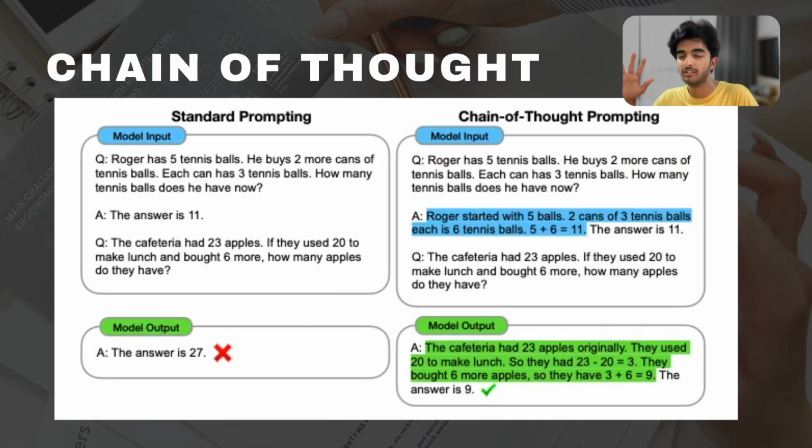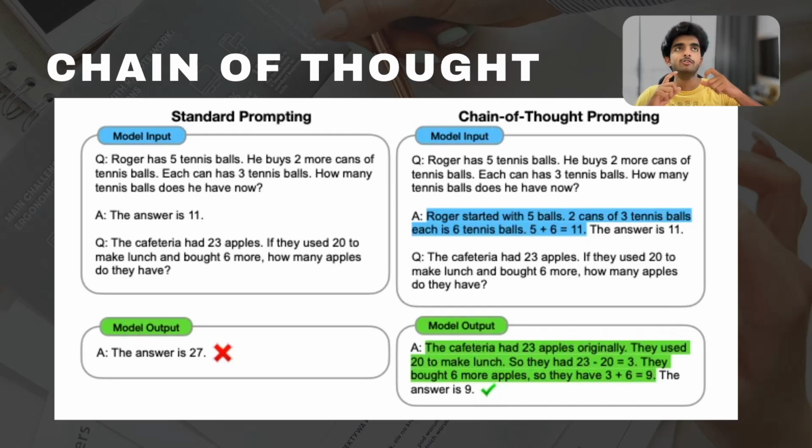With standard prompting, you can say, Roger has 5 tennis balls. He buys 2 more. How many does he have? It's 11. The cafeteria has 23 apples. They use 20. They bought 6 more. How many apples? It says 27, because somewhere it gets confused in the process and makes mathematical errors. But in chain of thought prompting, you go step by step: Roger started with 5 balls, 2 cans of 3 tennis balls is 6 tennis balls. So 5 plus 6 is equal to 11. The answer is 11.